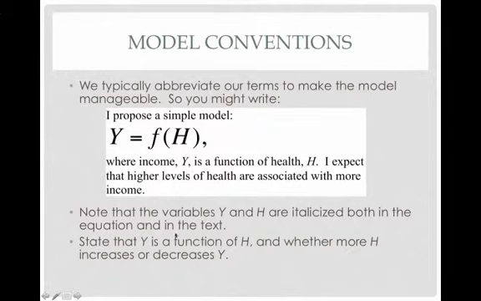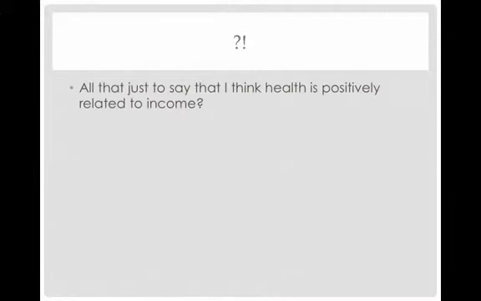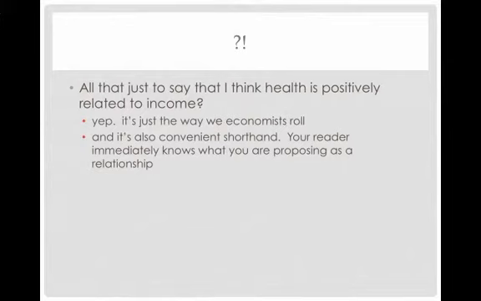And then the way that it's stated, you state the obvious. You say y is a function of h, and then you also say whether more h increases or decreases y. So here you say, I expect that higher levels of health are associated with more income. I is fine. You're going to be writing these papers as an individual, and there's just one of you. Okay. What? All that just to say that I think health is positively related to income? Yes, that's the way we do economics. And it's not just sort of like a secret handshake. It's very convenient. For knowledgeable readers, your reader immediately knows what you are proposing as a relationship.